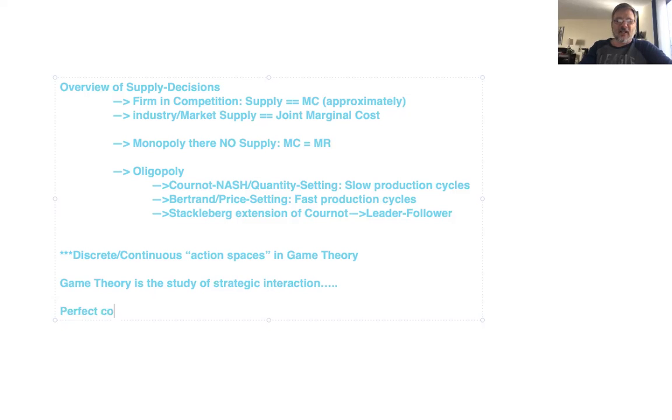What you'll see me say a lot, or hear me say a lot, is that perfect cooperation under Cournot is a monopoly, and in this context, we call it a monopoly cartel strategy.